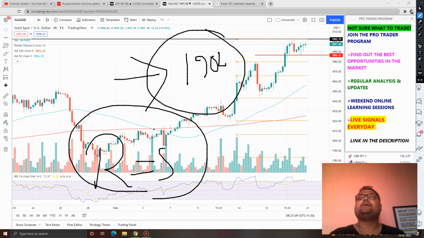Yes, resistances become support in the market, support become resistances in the market. Right now 1900 level is a resistance. If market breaks it, this will be the new support for the market. And then you can take a buy position as well. So beginners, you can take buy position at this level or at this level.